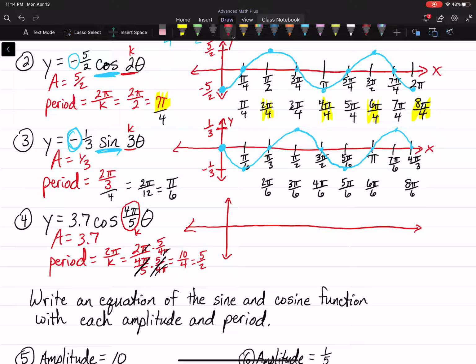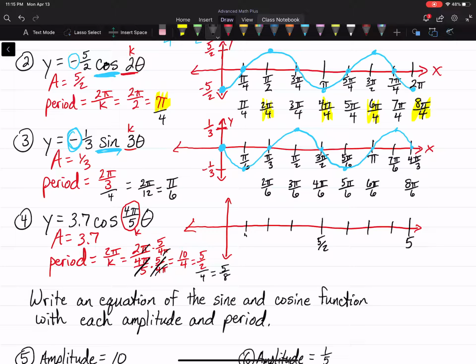And again, just like on the rest of them, we're going to break it up into 8 parts because again I want to do 2 periods worth. So I know 1 period will be 5 over 2 long, and I know 2 periods would be, well, that'd be 10 over 2, which is 5. So those are there. How do I know what to count by? Same thing we've been doing. We're going to take our period, divide it by 4. That's 5 over 8. So we're actually going to count by 5 over 8s.